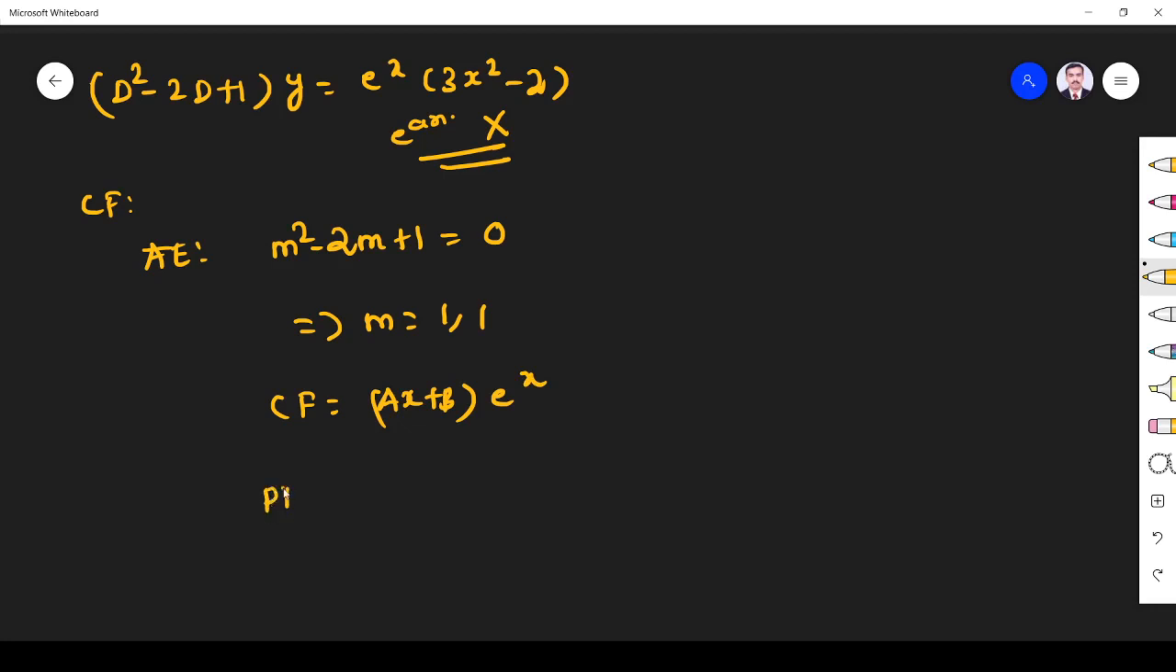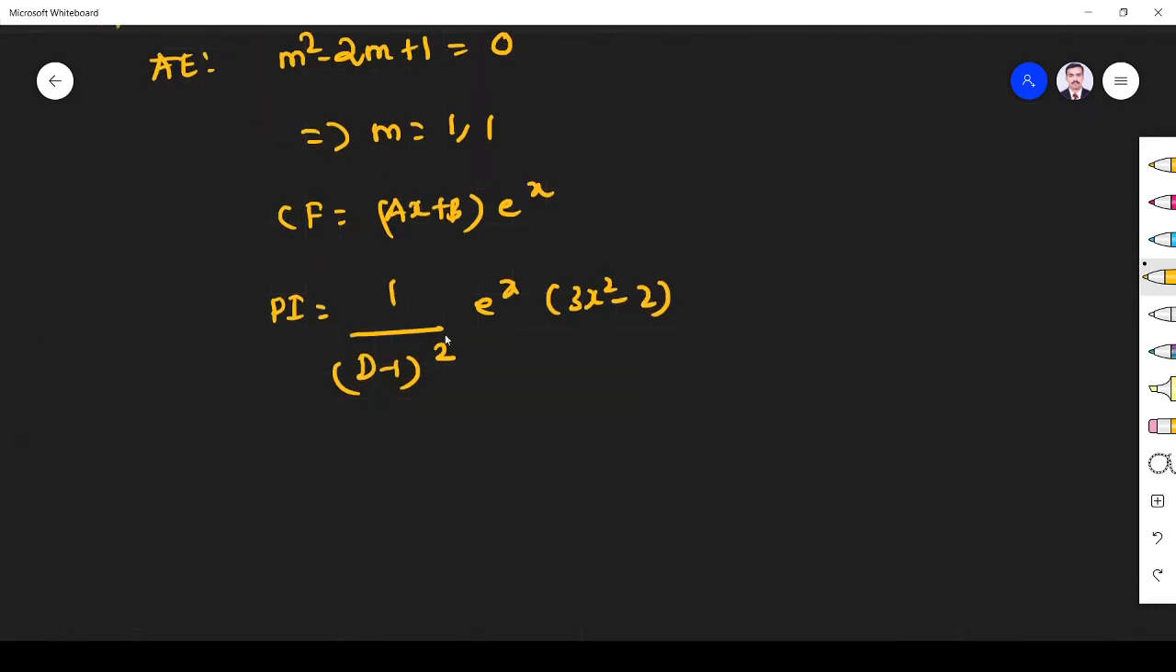Next, the particular integral. The particular integral is given by 1 by f(D), and f(D) can be obtained like this. So I write directly, PI is 1 by (D squared minus 2D plus 1), so I write it as (D minus 1) whole squared, into e^x times (3x squared minus 2). What I told: whenever you have e^(ax) format, replace D by D plus a and bring it outside. Here a is 1.